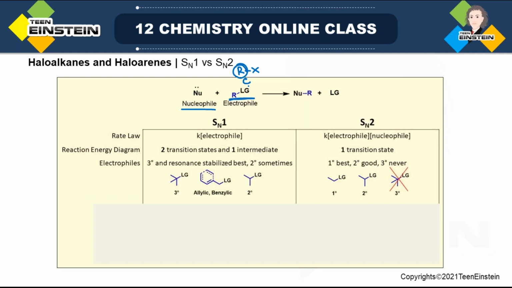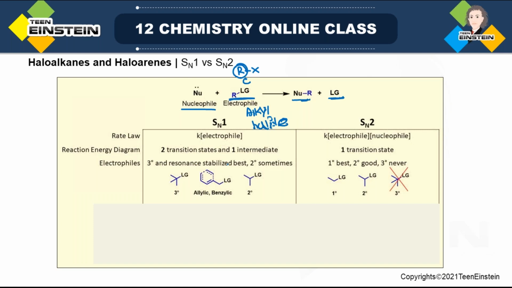Why electron deficient? Because X, which is electron withdrawing, is directly attached to carbon. So that is why here it is written as electrophile, but it is actually alkyl halide when you are considering nucleophilic substitution reaction. And ultimately what you are getting is Nu-R, and LG is released.